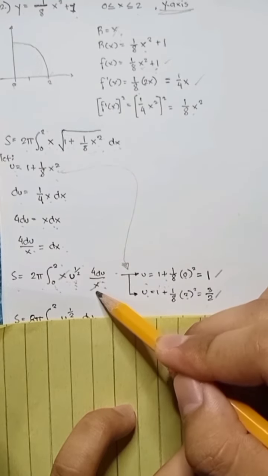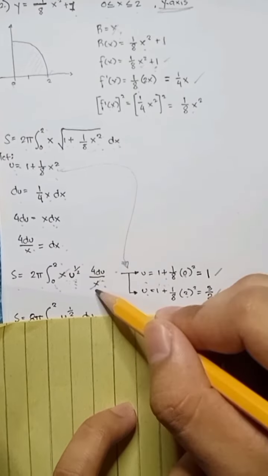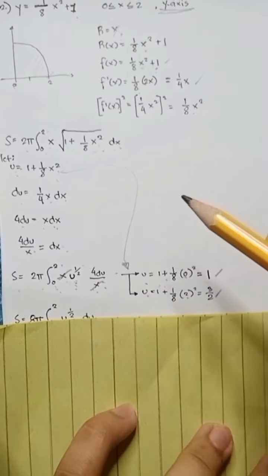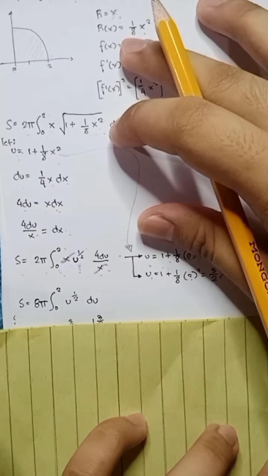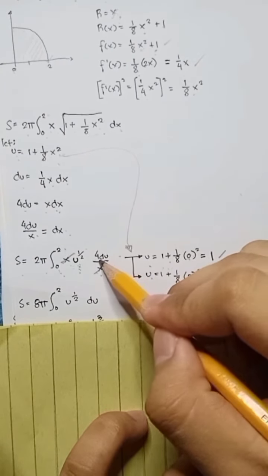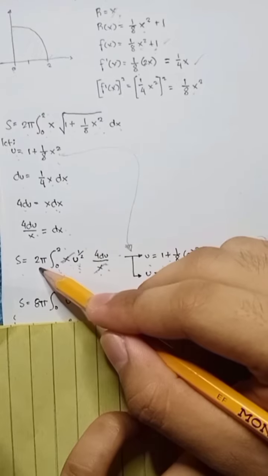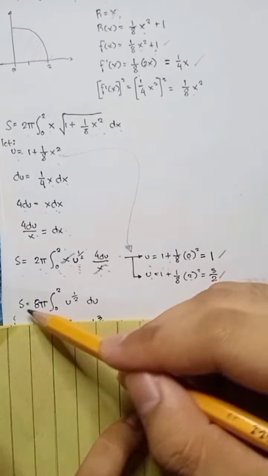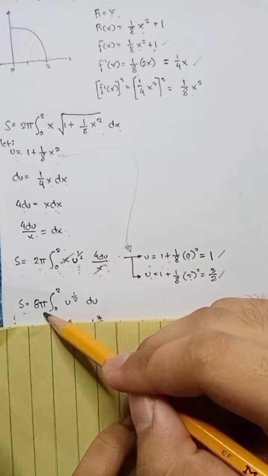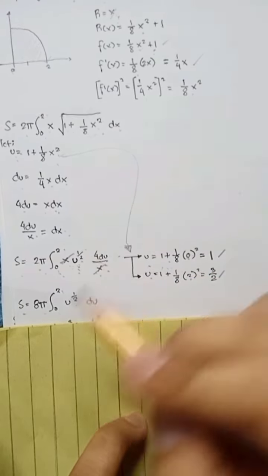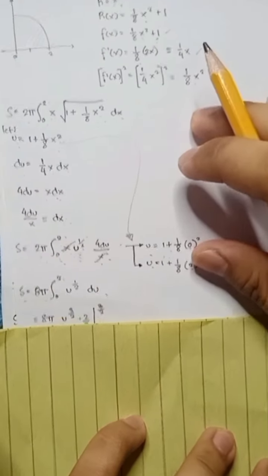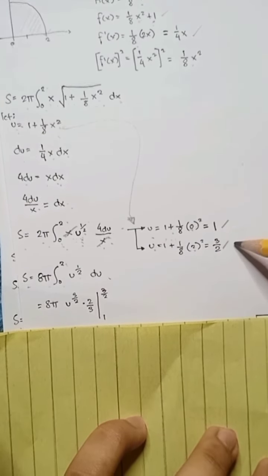So, balik tayo dito. Dito naman, makancel natin yung dalawang x. So, ang matitira is u raised to 1/2 times 4 du. The next, ang nangyayari is, dahil nga 4 du na lang natira, ililipat natin yung 4 dito o ita-times natin siya dun sa 2 pi sa labas. So, S is equals to 8 pi integration of 0 to 2 u raised to 1/2 times du. Okay, so dito natin gagamitin tong sinulog natin kanina na 1 tsaka 3/2.